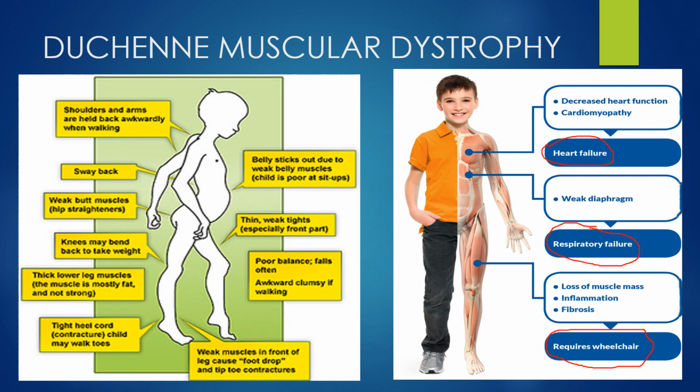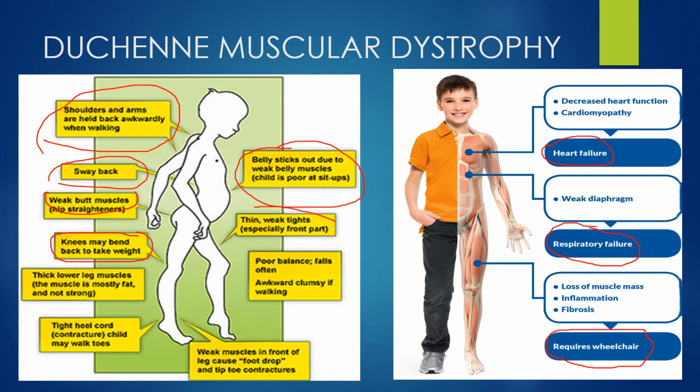In our first image here, we have other symptoms. You're seeing here that shoulders and arms are held back awkwardly when they walk. They tend to sway back when moving. They have weak butt muscles. Their knees may bend back to take the weight because they're not able to actually support the full weight of the body. Their bellies stick out due to the weak belly muscles.